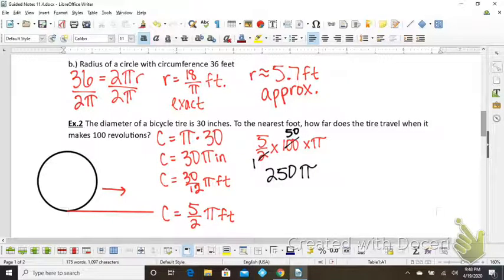It says to the nearest foot, so let's go ahead and multiply that out in our calculator. 250 times pi. It says to the nearest foot, so I'm going to go ahead and round it all the way to the nearest whole number, and that would be approximately 785 feet.